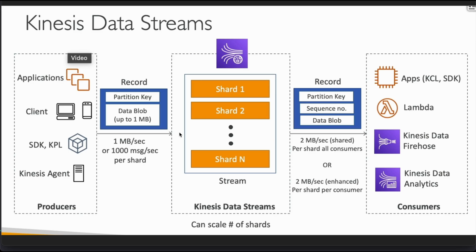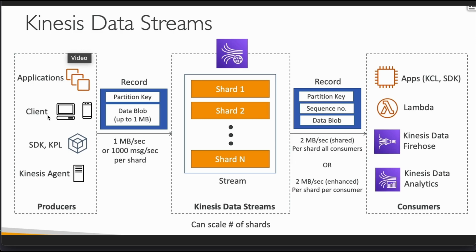Those are the producers. The producers are the data providers, the entities that have to send data to the stream. This can include IoT devices, software applications, AWS SDKs, the Kinesis Producer Library, or Kinesis agents.